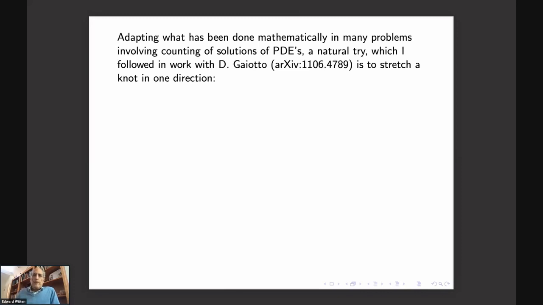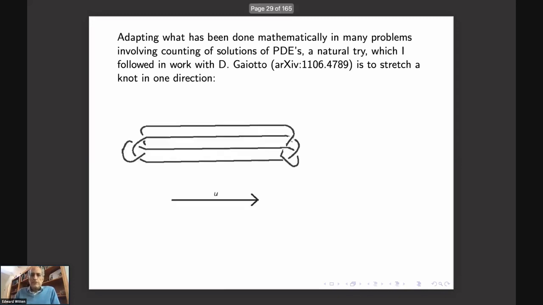Now, we'll adapt what's been done mathematically in many problems that involve counting of solutions of PDEs. So a natural try is to stretch a knot in one direction. So here's a highly stretched knot that's been stretched in one direction, which I've called the U direction.